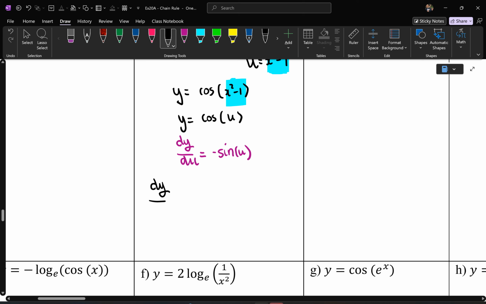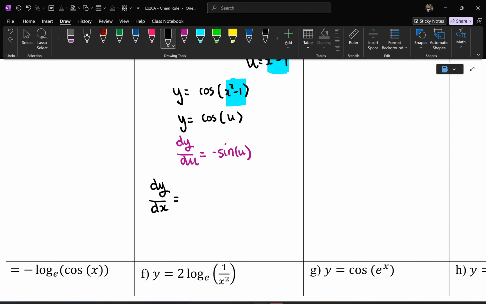We're trying to find delta y delta x, not delta y delta u. Delta y delta x was equal to delta y delta u times delta u delta x. This is the chain rule. That's why we introduced the variable u. Now we've got this one. This is what we've got. Delta y delta u was negative sine u. So we got this one.